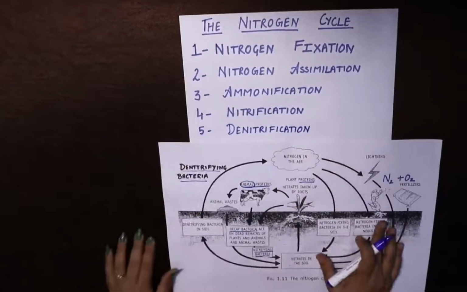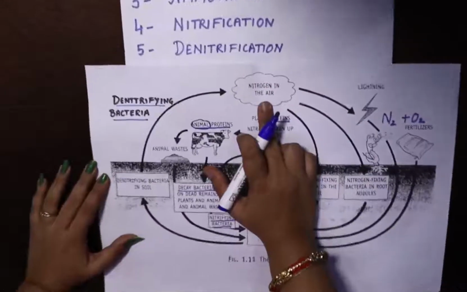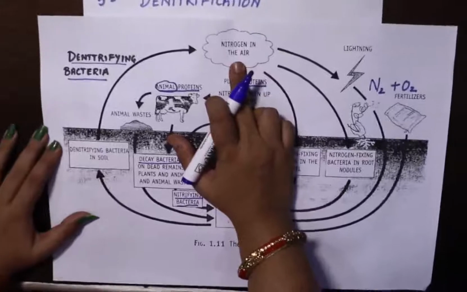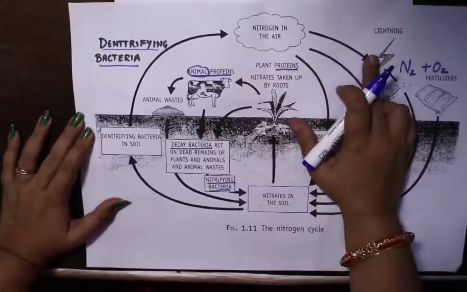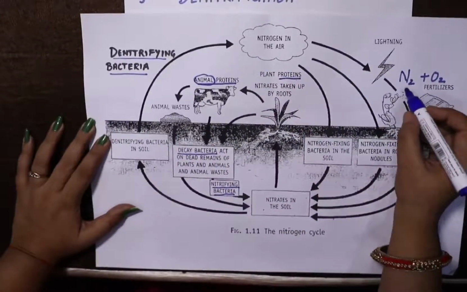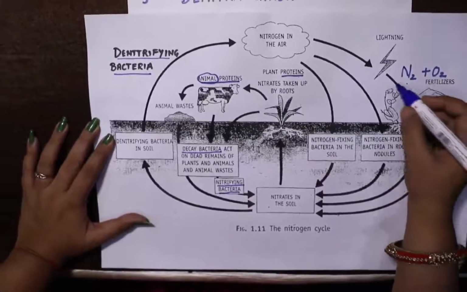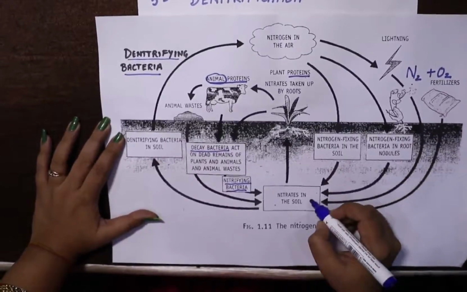Now, this is our nitrogen cycle. The nitrogen which is present in the air cannot be absorbed by the plants directly. So this nitrogen needs to be converted into soluble forms. During lightning, under high pressure, there is a reaction between nitrogen and the oxygen present in the air. So they result in the formation of nitrates.